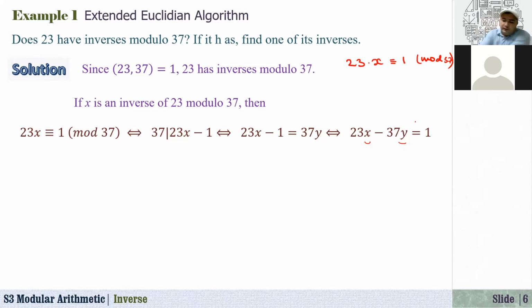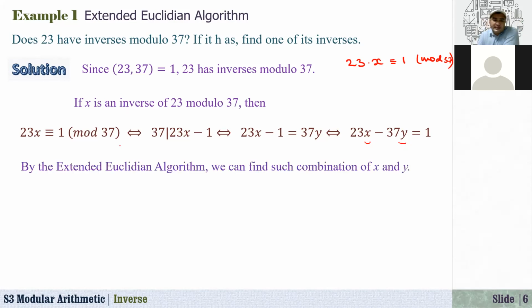Okay, how do you find this? By the extended Euclidean algorithm, we can find such a combination of x and y. Maybe sometimes the guess and trial method may also work. Now in the table I'm going to show this, but before I move to the next slide, let me just show you how we are finding those x and y.